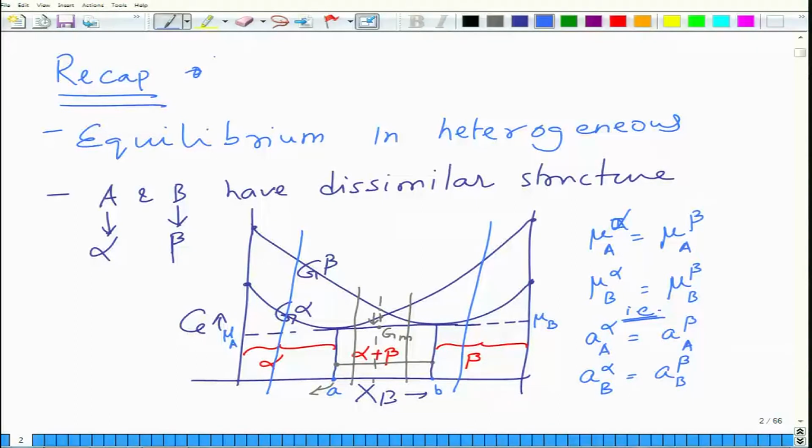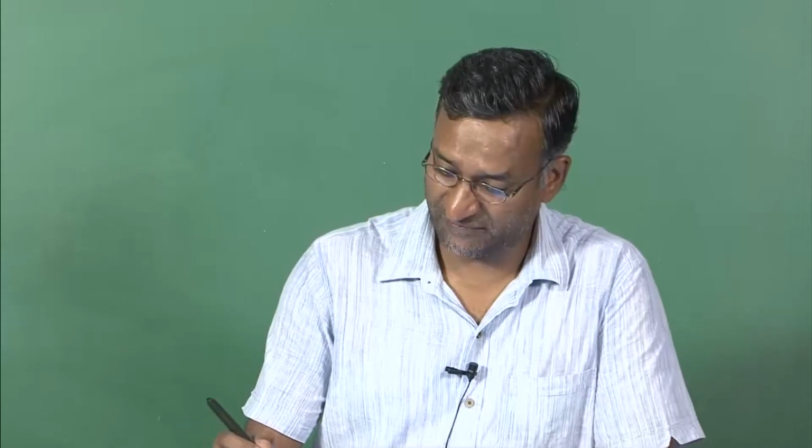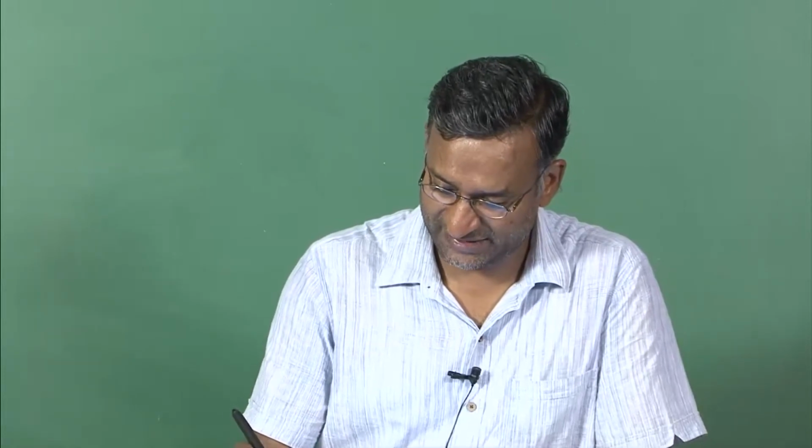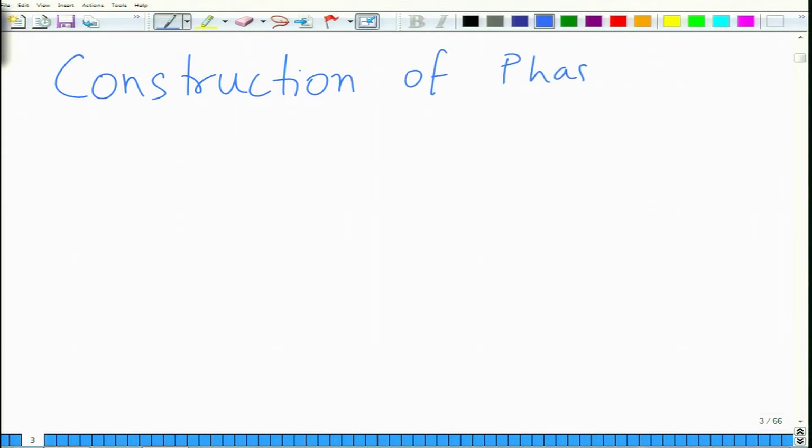Now, at the end we were trying to construct phase diagrams on the basis of these free energy composition curves. We stopped somewhere in the middle, so we will revisit that exercise again. So what we will do now is we will start construction of phase diagrams.